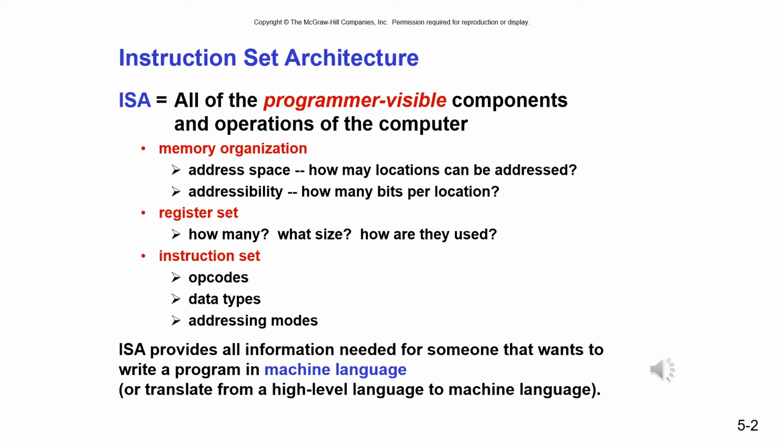Abbreviated ISA. It is all the programmer visible components and operations of the computer. The memory organization, the address space, how many locations can be addressed, the addressability and/or architecture size, also called the bus size, how many bits per location. The LC3 is a 16-bit instruction set architecture. The register set, how many, what size, how are they used, and then the instruction set, the opcodes, data types, and addressing modes. The instruction set architecture provides all the information needed for someone that wants to write a program in machine language or translate it from a high-level language to machine language.